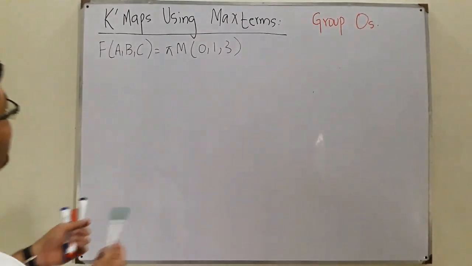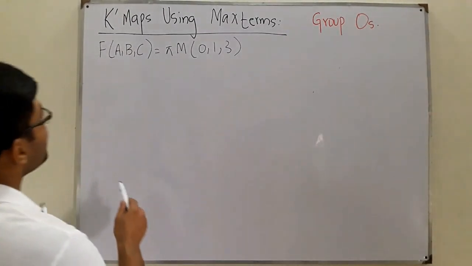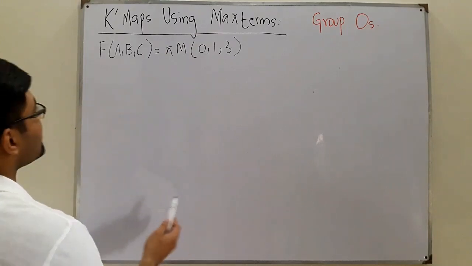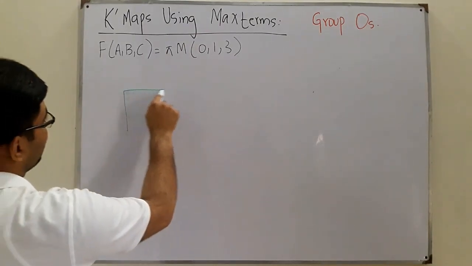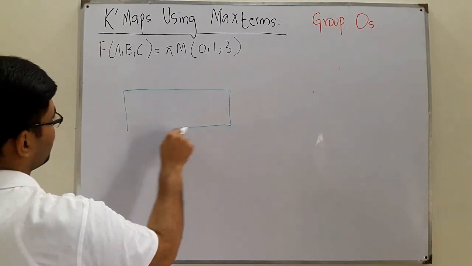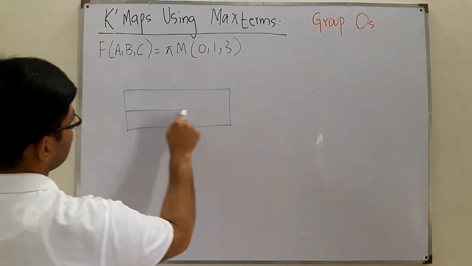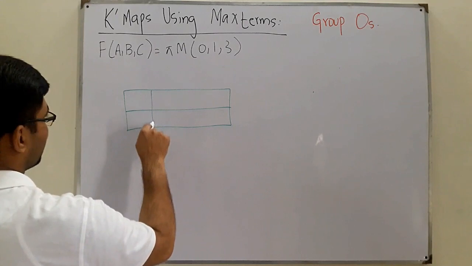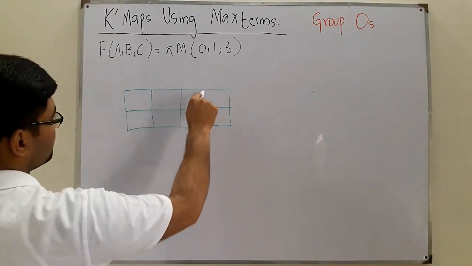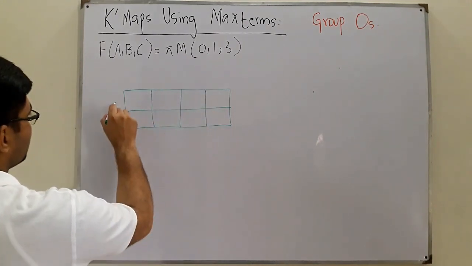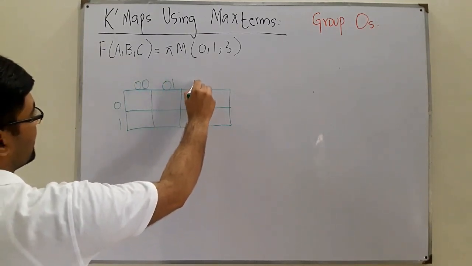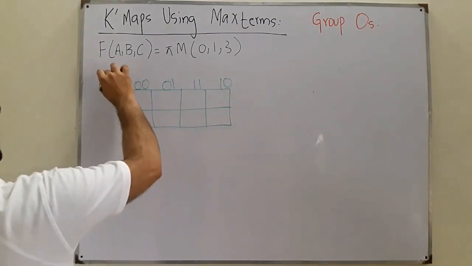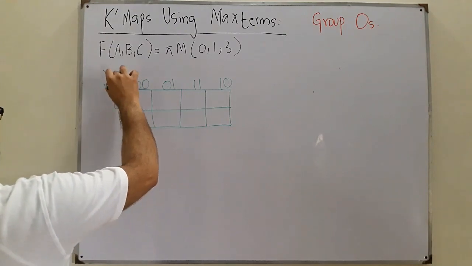Now you know for three variables, 2 to the power 3 is 8 input combinations, and you have an 8 cells map. So these are your 8 cells. So this is 0, 1. Then you have 0, 0, 0, 1, 1, 1, and 1, 0. And this is your A, and this is your B, C.